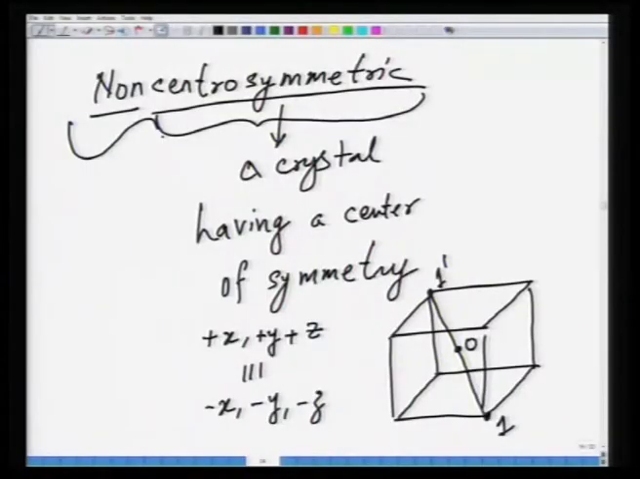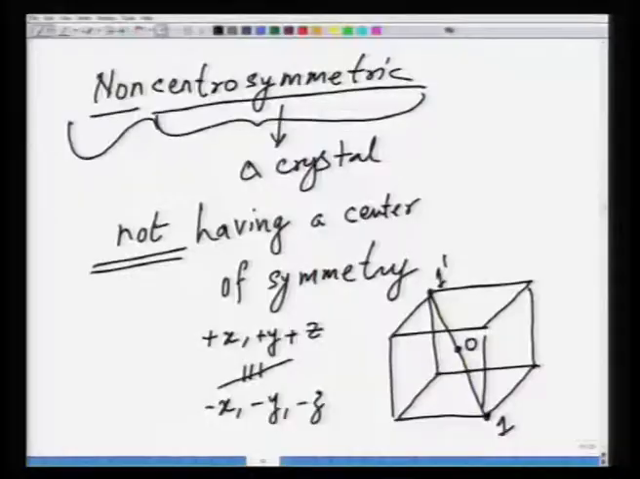Non-centrosymmetric material would mean a material which does not have a center of symmetry, which means a crystal not having a center of symmetry. Okay. So, this plus x plus y plus z environment would not be equivalent to minus x minus y minus z across that point, which means that material does not have a center of symmetry. So, based on this you can classify these crystals in two groups. One would be centrosymmetric crystals and other would be non-centrosymmetric crystals.